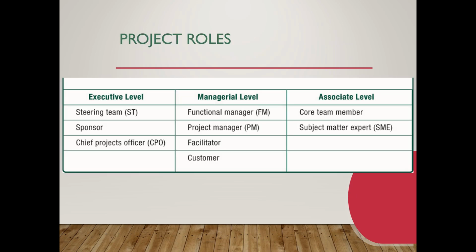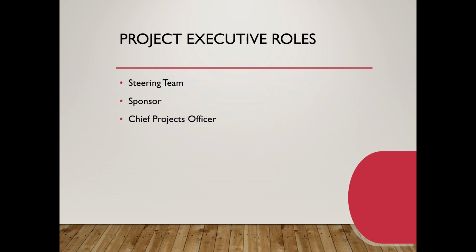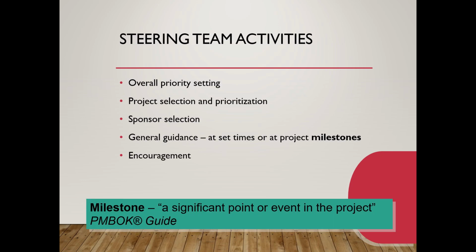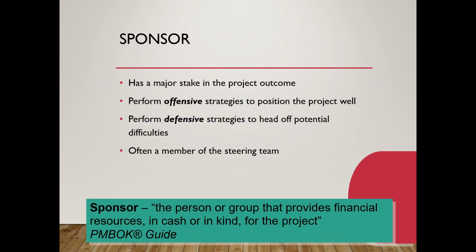This slide talks about the project roles that are engraved in each level, which might change according to the organization that you work in. The project executive roles, the main roles, are steering. There is a steering team, associate level. There is a sponsor for the project, and there is a chief project officer. The steering team has a set of activities. According to PMBOK, a significant point or event in a project is called a milestone.